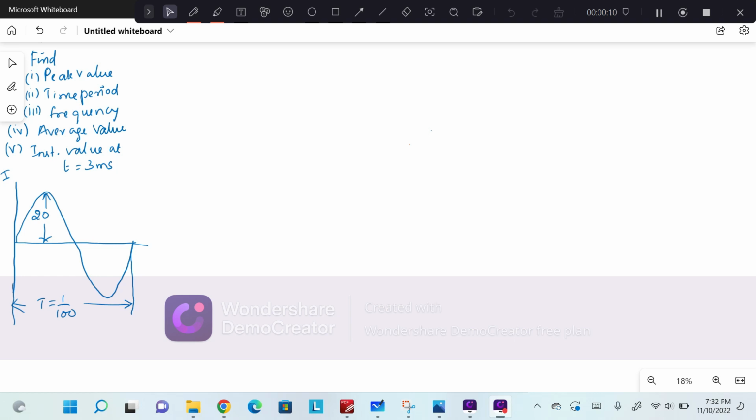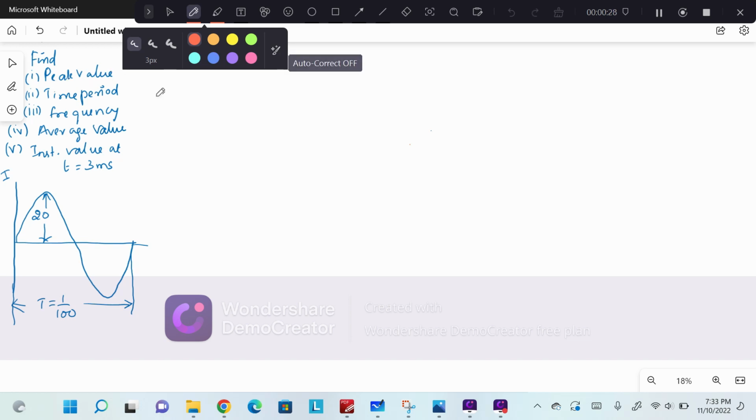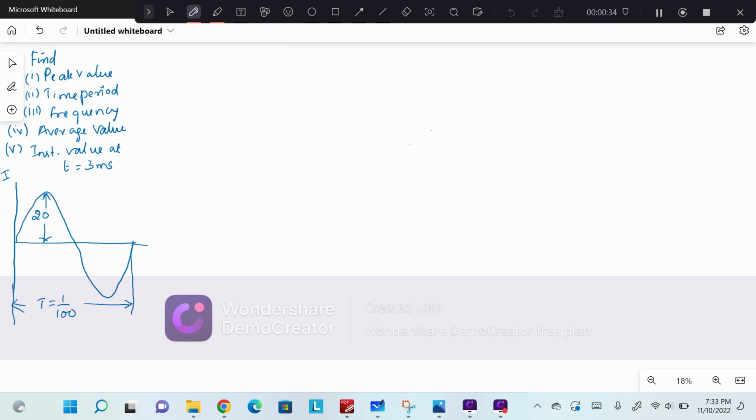So today in this video, let us try to solve the problem which is given here. Find the peak value, time period, frequency, average value, and instantaneous value for this waveform which is given in the numerical. Let us see how to find out these values.